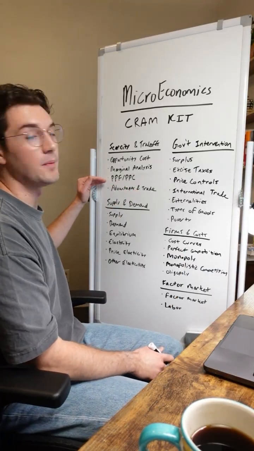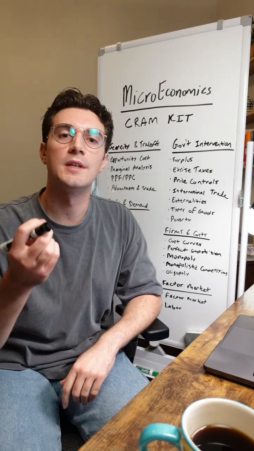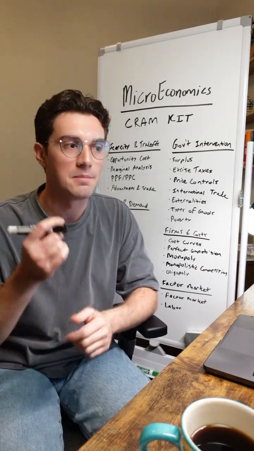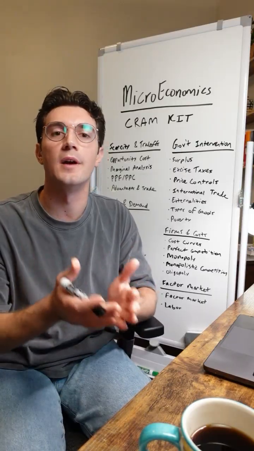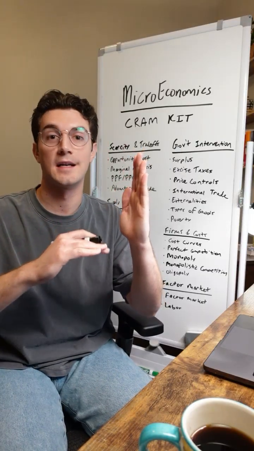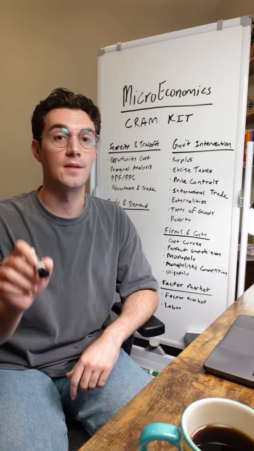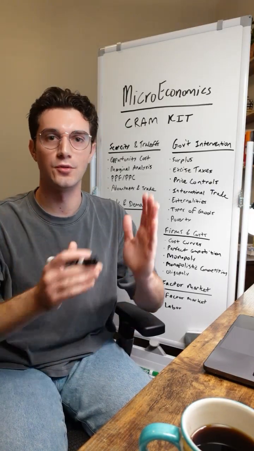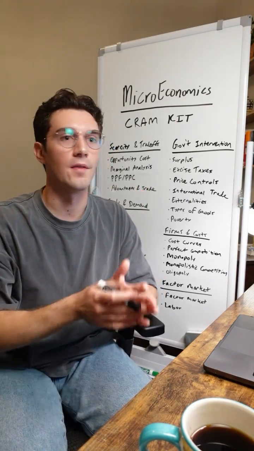All right, next up here, PPFs or PPCs. What you ultimately got to remember with these is that curve right there, that line represents the maximum attainable output for a country between two goods on the Y and X axis. So it should produce along that curve. If it's beyond, that's unattainable. The country can't sustain that output of the two goods. And if it's within the curve, then they're being inefficient.